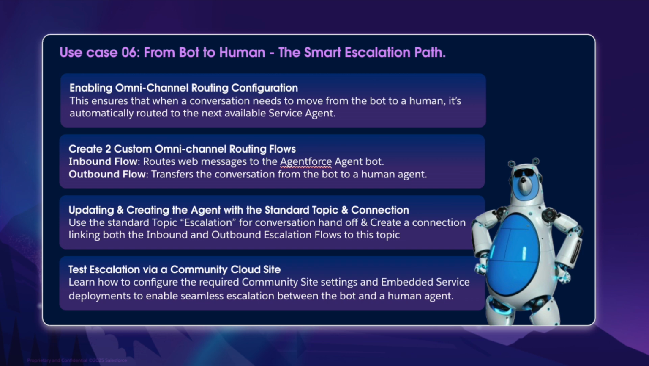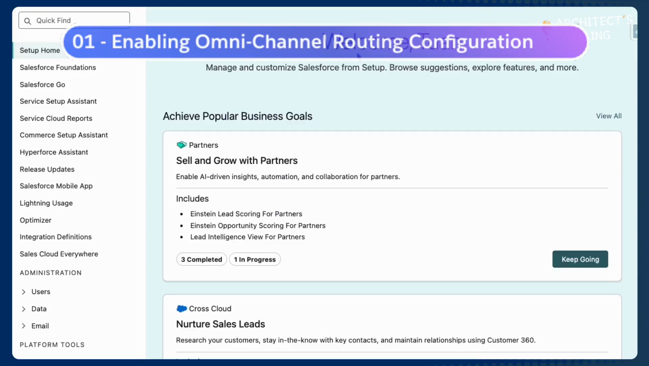And last but not least, we will test this escalation via a community cloud site. We will test everything inside a community cloud site. This involves setting up MIAW, messaging in-app and web, embedded service deployments, and adding Agentforce to your community cloud homepage. By the end of this session, you will see the complete handoff in action and understand exactly how to configure each step in Salesforce.